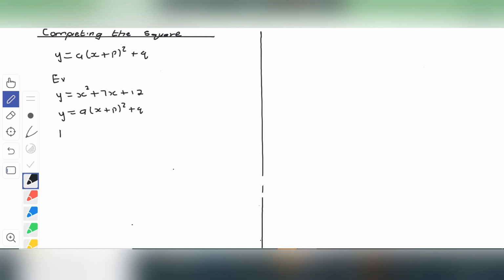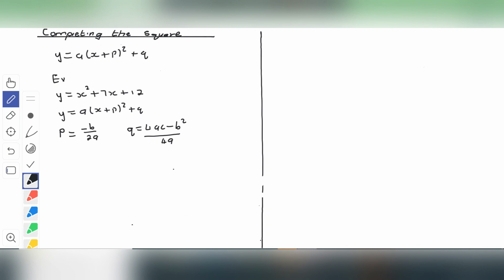For calculating p, the formula is minus b all over 2a. Some of you are familiar with it from calculating the turning points of a parabola. This is the formula that we use. It doesn't change, guys. And then what is q? The formula for calculating q is 4ac minus b squared all over 4a. So now we have the formulas for calculating p and q. What about a?